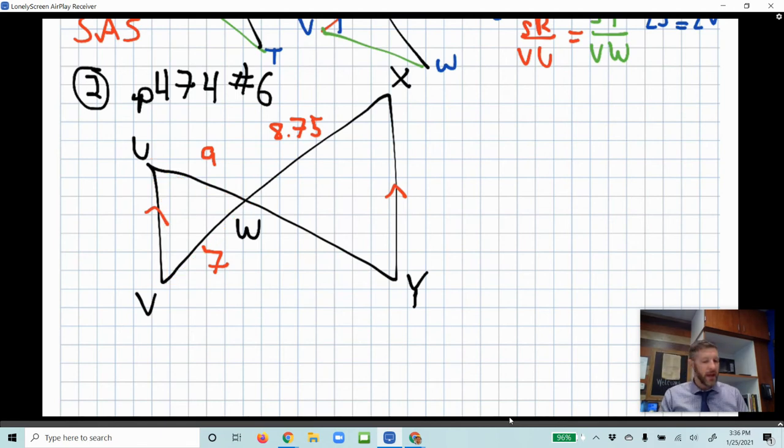And so let's take a look. And then for number 6, we have to find WY. So I'm going to need to find this length right here. Okay, so we're going to practice solving proportions. So let's see, what do we know?